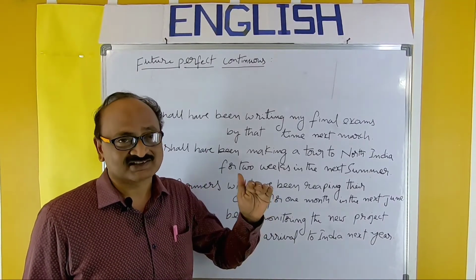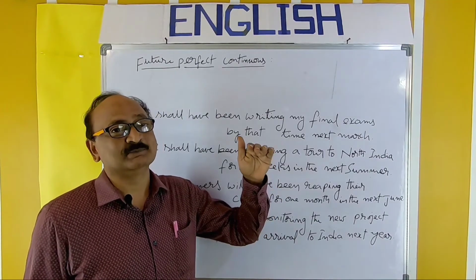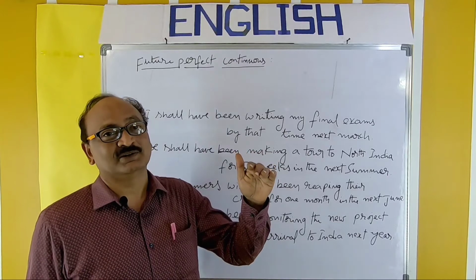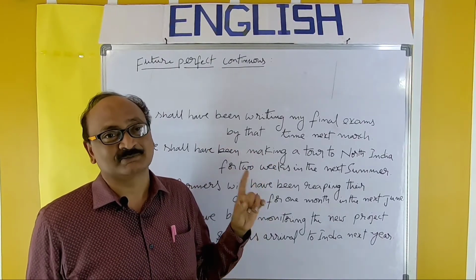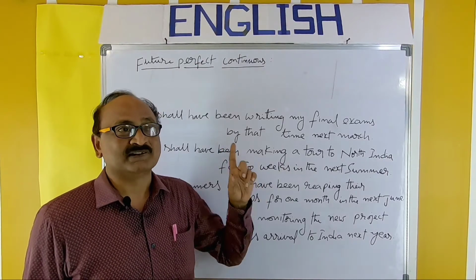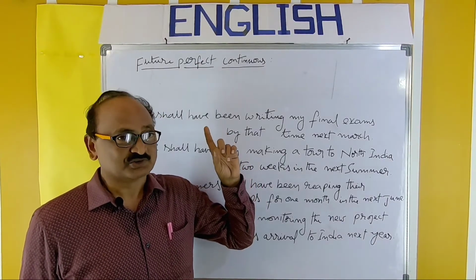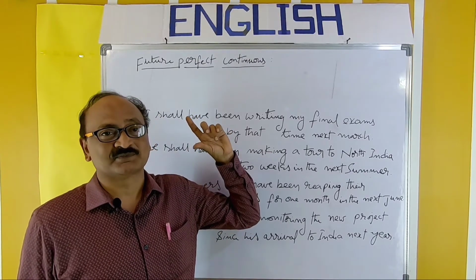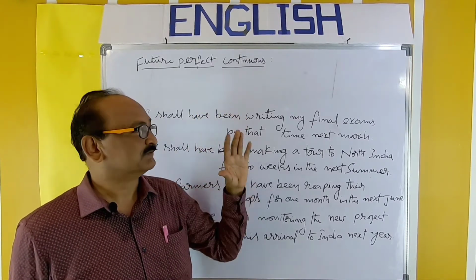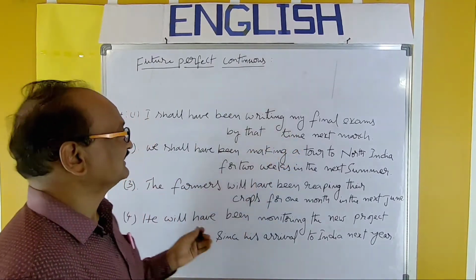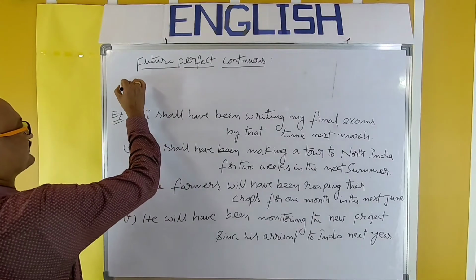So these are actions which will be in progress, which will be going on over a period. That is important. These actions must be in progress over a period of time in the future. So over a period of time in the future. If you take an example, it will be clear. So first, usage.